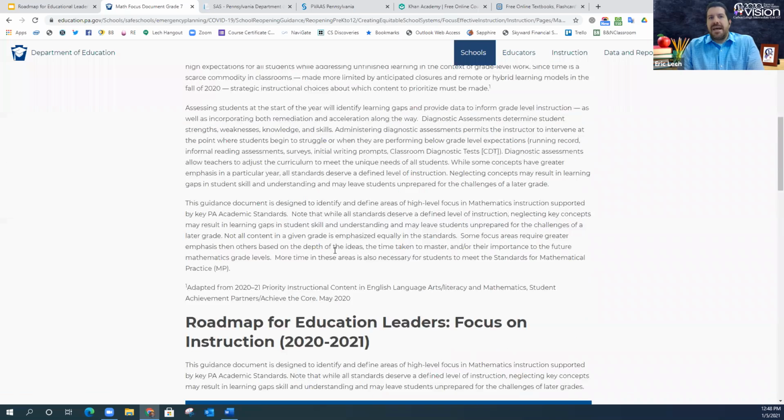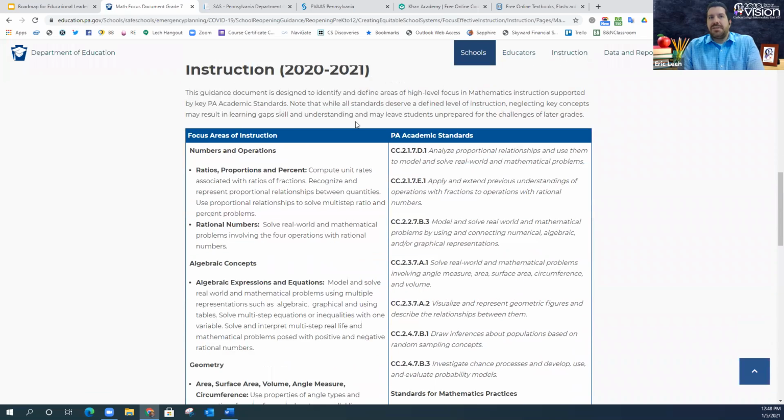And you will see that within this area, you will see a table that shows a focus area of instruction, as well as PA academic standards that may be focused on. Again, this is not to say that neglecting key concepts in other standard areas should be part of your instructional planning. However, these are areas where focus may be placed to gain maximum benefit.